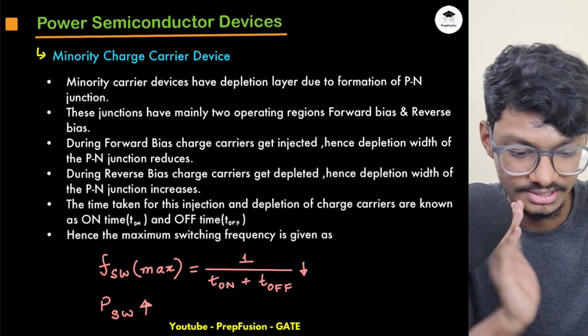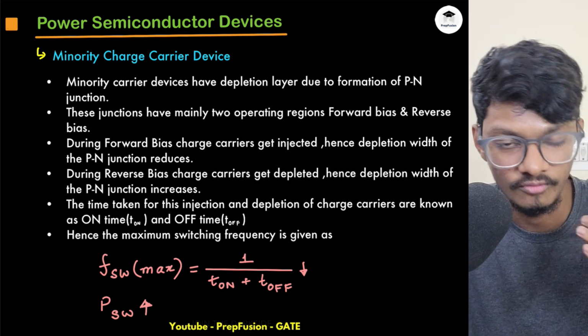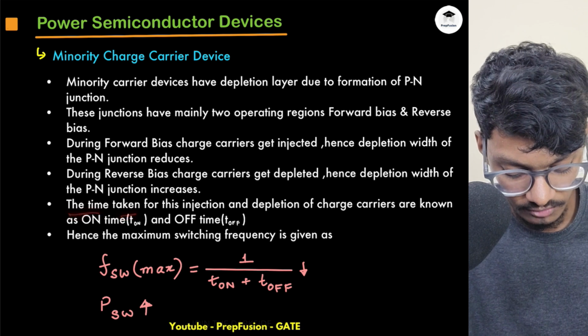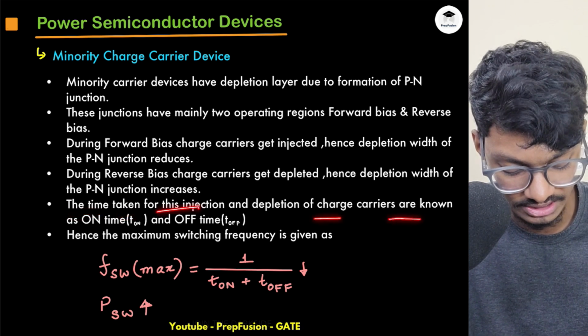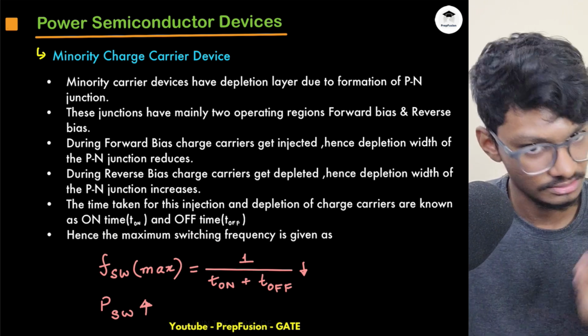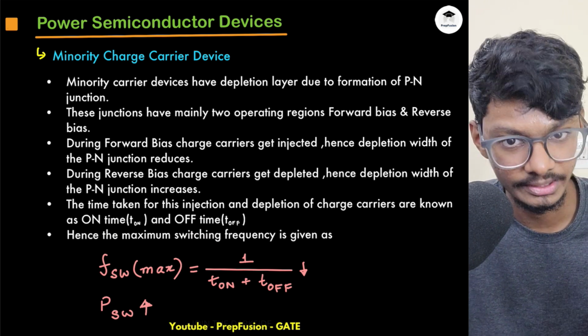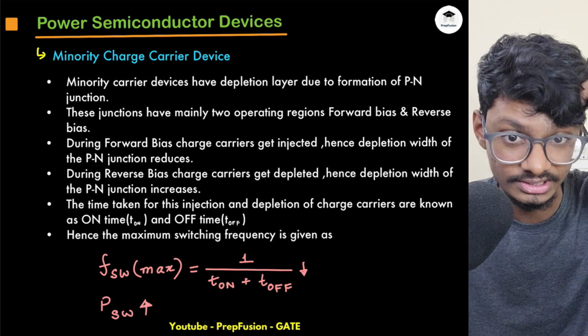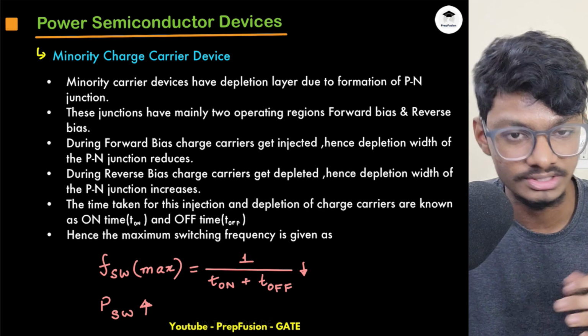The depletion width increases, hence the flow of electrons or the flow of current becomes more and more tougher. The time taken for this injection and depletion of charge carriers are known as on time and off time. So basically when the diode is forward bias, it is on, and when it is reverse bias, it is off. Basically why? Because when the diode is reverse bias, no current flows, and when the diode is forward bias, it can flow any current.